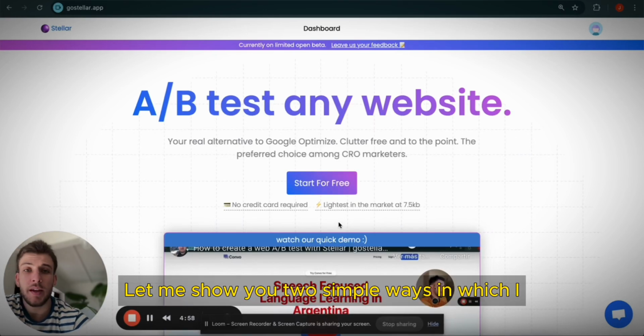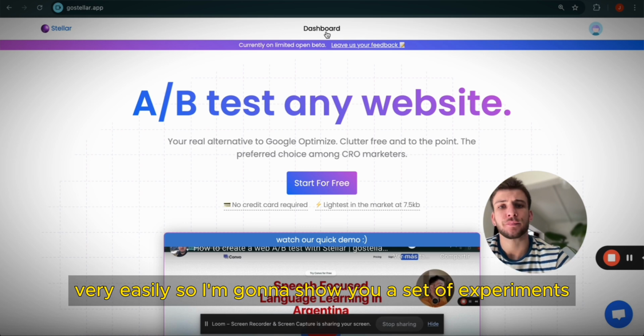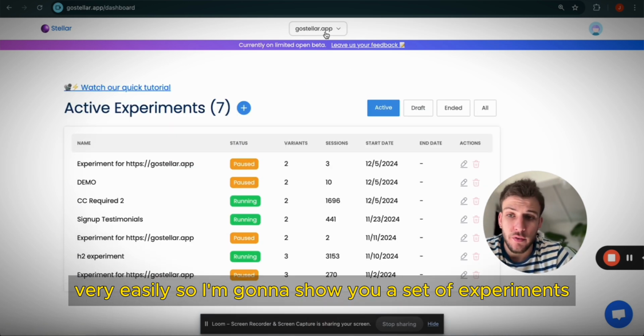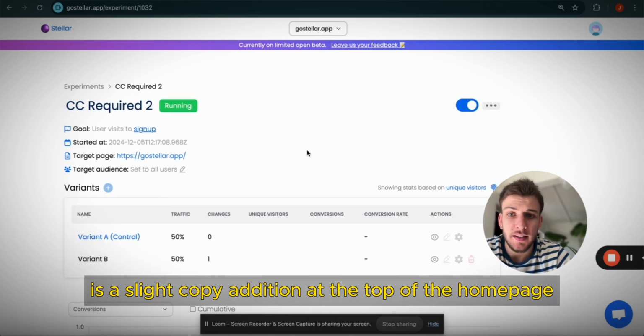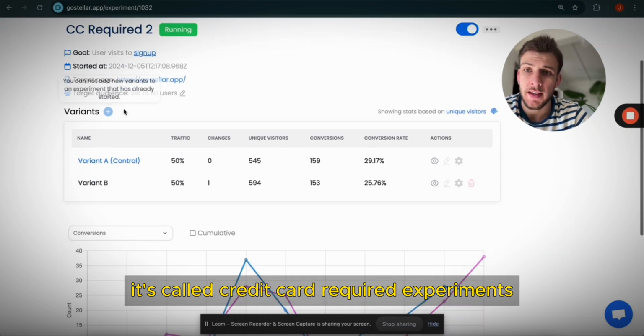Let me show you two simple ways in which I increased my conversion rate on my site by over 60% very easily. So I'm going to show you a set of experiments. The first one, a very simple one, is a slight copy addition at the top of the homepage. It's called credit card required experiment. Let's see the two variants.